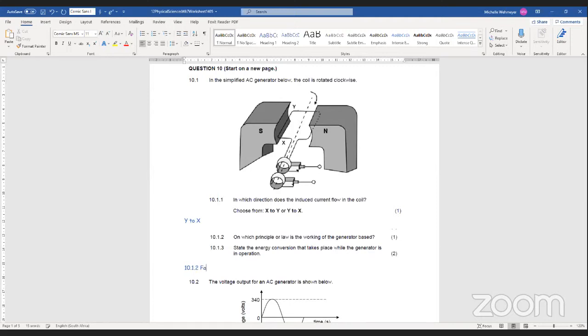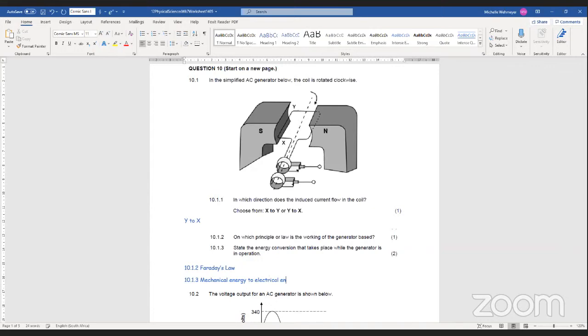It is Faraday's law. Yep. Thanks, Carl. Lisa, Kanya, you are on fire today, I see. Then they say, state the energy conversion that takes place while the generator is in operation. So they're basically asking you what type of energy conversion is taking place. So you have to say that we are going from mechanical energy to electrical energy.